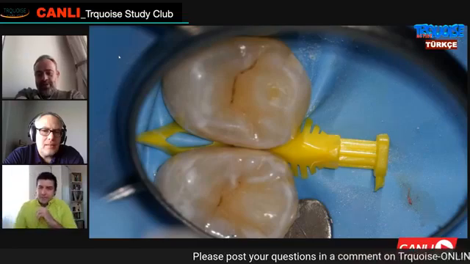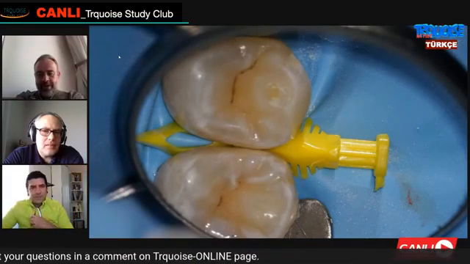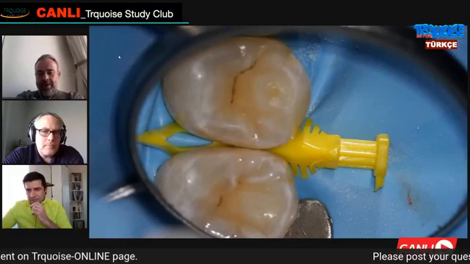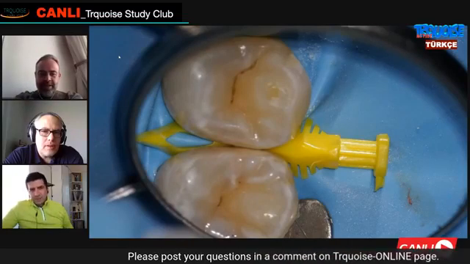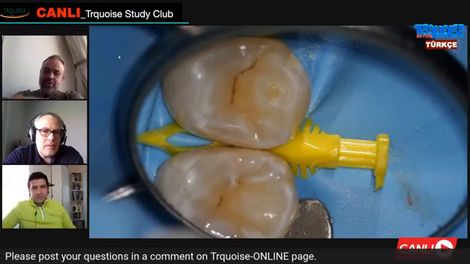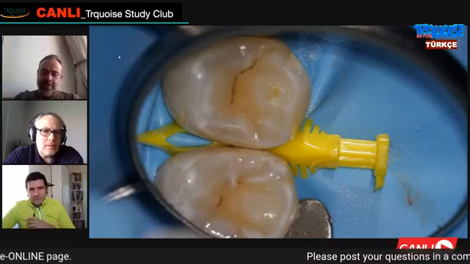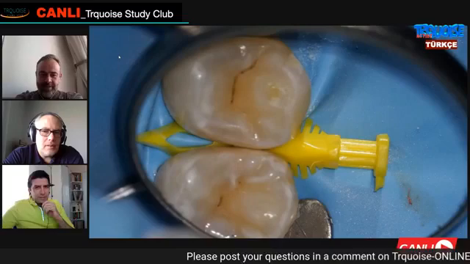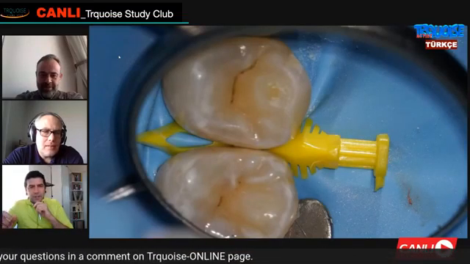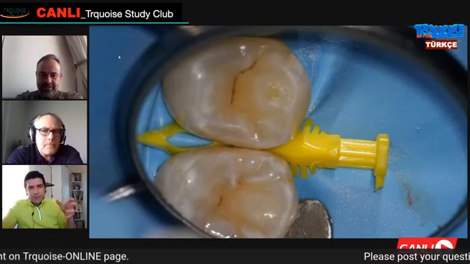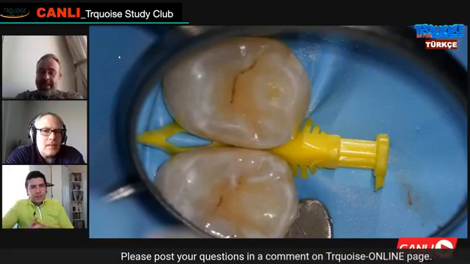If you don't layer in smaller increments, then you will have the same. So I don't believe that the bulk materials can minimize the shrinkage. Only if you are sure that you have the polymerization below. But what do you think, Pantelis? I will disagree with this because they have a different chemistry inside. They have bigger polymer chains, pre-polymerized chains. But do you believe that you can? Yes, I understand.